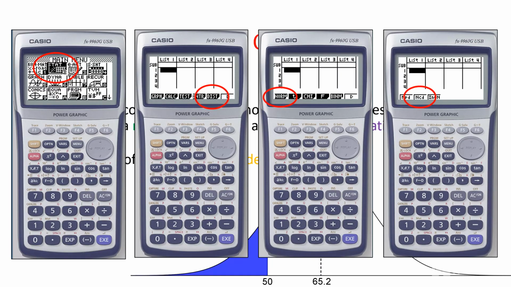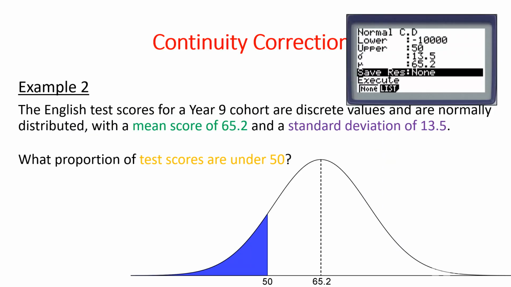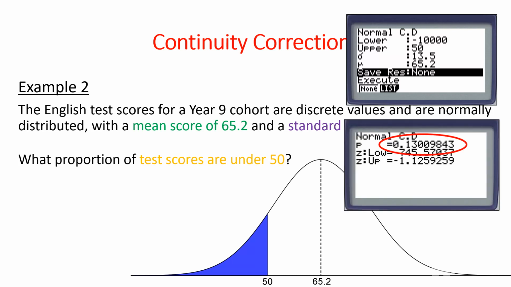So again, if we go through the process of our calculator and enter in our data, the lower boundary, I'm going to put negative 10,000 once again. My upper, I'm going to put 50 because we want everything 50 and less. My standard deviation is 13.5, and my mean mu is 65.2. Then I solve it and I get a probability of 0.1301, which is about 13%.